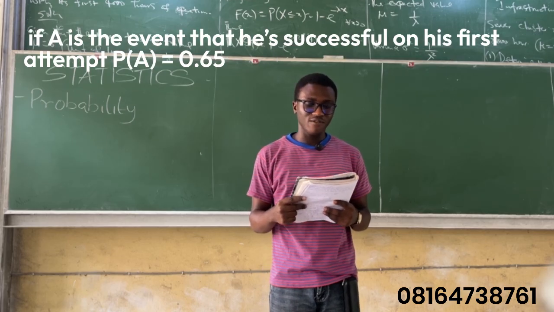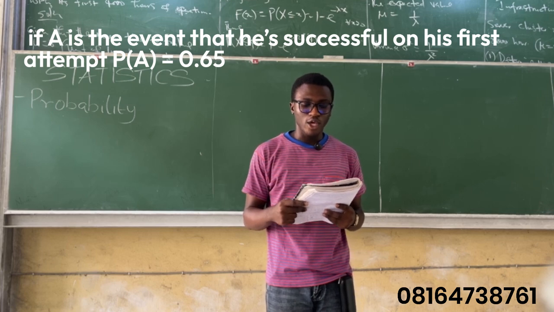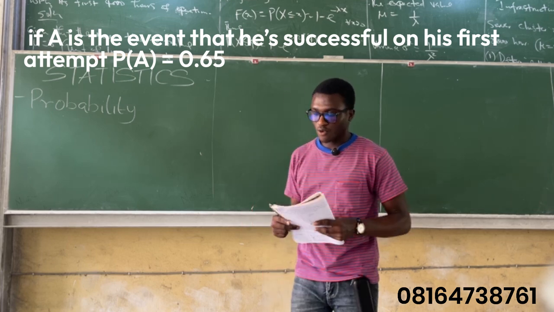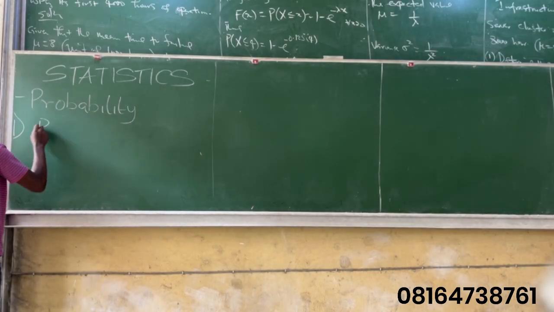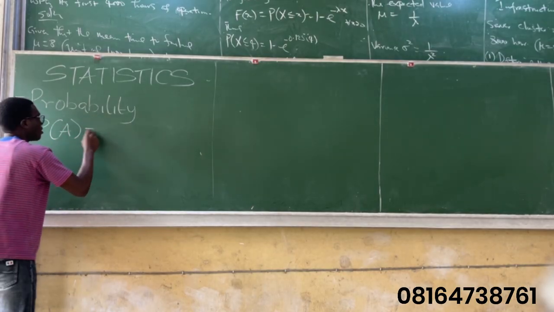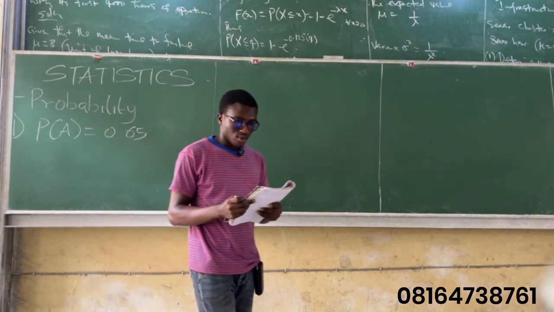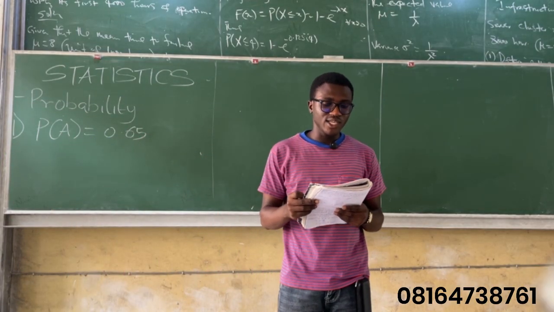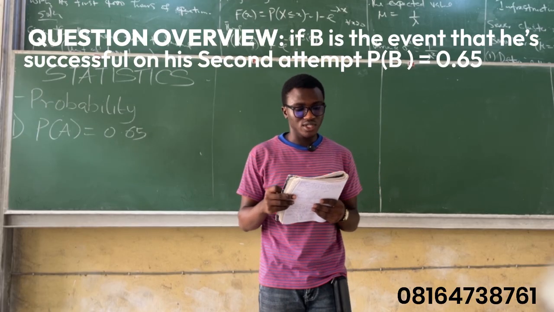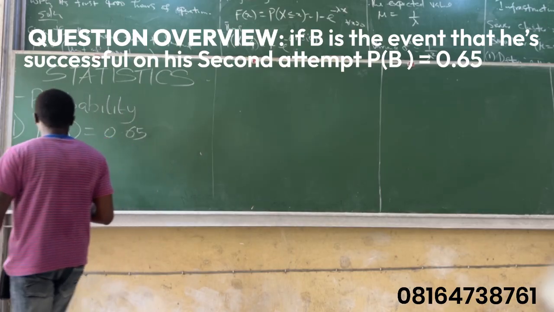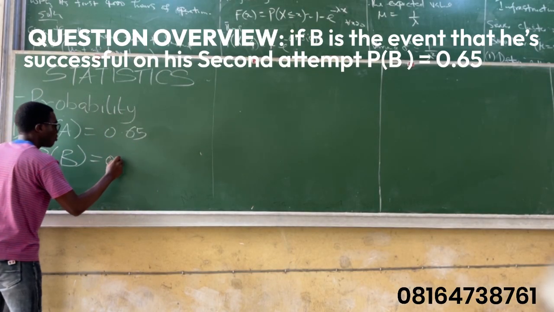If A equals the event that he is successful on his first attempt, the probability of A equals 0.65. So for the first parameter that we are given under question 1, we have that the probability of A equals 0.65. B equals the event that he is successful on the second attempt. The probability of B equals 0.65. So for our second parameter, we have that the probability of B equals 0.65.